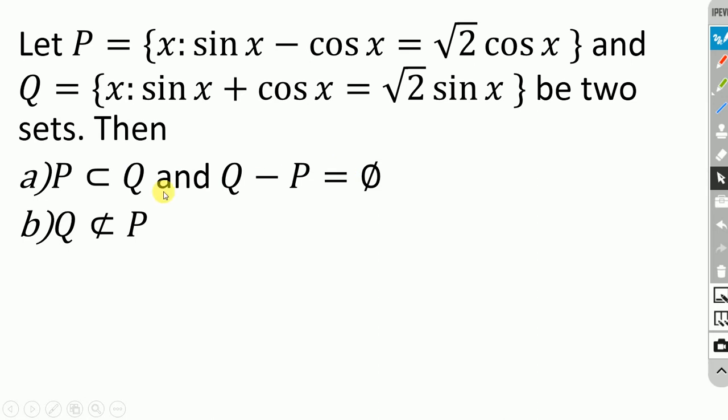Option B is Q is not a subset of P, option C is P is not a subset of Q, and option D is set P is equal to set Q. So let us look at the solution of this question.